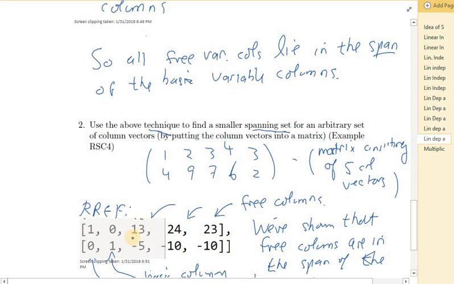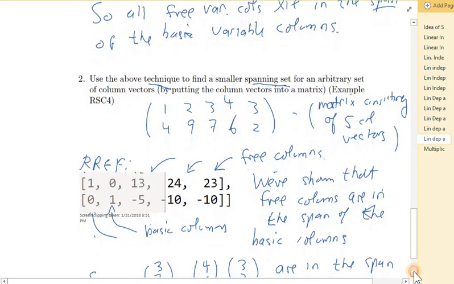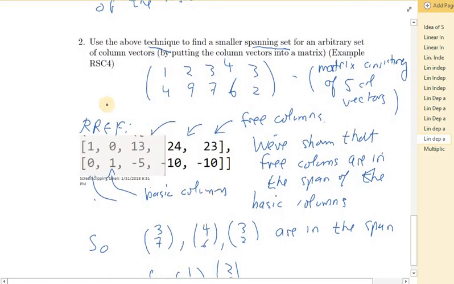So let me go ahead and take the REF. I did this using my Python. And here we've got 2 basic columns and 3 free variable columns. Now, the free variable columns are in the span of the basic columns. So that means that these 3 columns here are in the span of the 2 basic variable columns, which are 1, 4, and 2, 9. So that's what I said down here. 3, 7, 4, 6, and 3, 2, those are the last 3 columns, are in the span of the first 2 columns. Now, how could you express those as linear combinations?